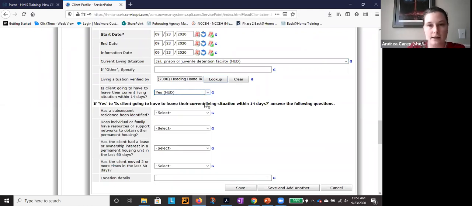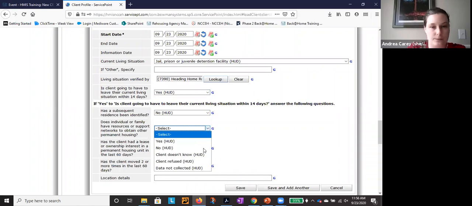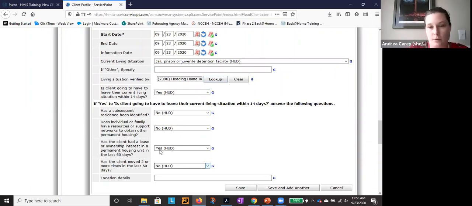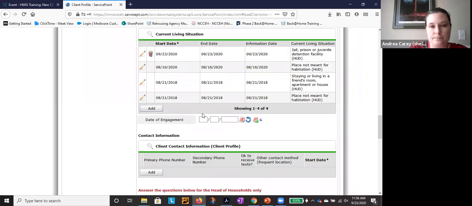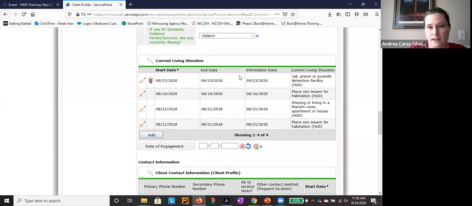Yes. On is getting out today. And so then all of these follow-up questions would need to be recorded. And so right now we don't have a subsequent residence. We don't have resources. He did have a lease, but has not moved to a more time. So there you go. Those are the available options there. And you would save this. And then you see that completed here. So again, we're filling out all of these dates so that you don't really have to go edit anything. It's just that moment in time we've confirmed their living situation.